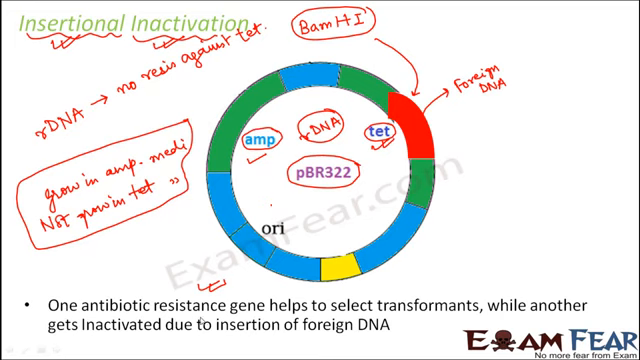So one antibiotic gene will help you in doing that, whereas the other antibiotic gene gets inactivated due to insertion of foreign DNA. Here you can see that is tetracycline. So the tetracycline resistance gets lost because that particular gene gets replaced with the foreign DNA. So this is known as insertional inactivation, because one selectable marker gets inactivated due to insertion of foreign DNA. So this is the entire concept of selectable marker as well as insertional inactivation. So please, if you have not understood this, recap the last 2-3 slides, but get this concept clear.